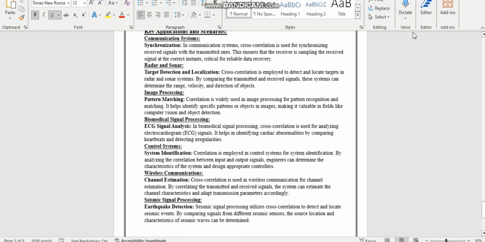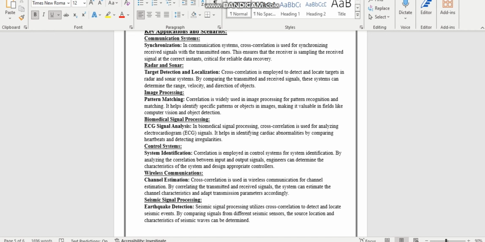Biomedical signal processing, ECG signal analysis. In biomedical signal processing, cross correlation is used for analyzing electrocardiogram signals. It helps in identifying cardiac abnormalities by comparing heartbeats and detecting irregularities.